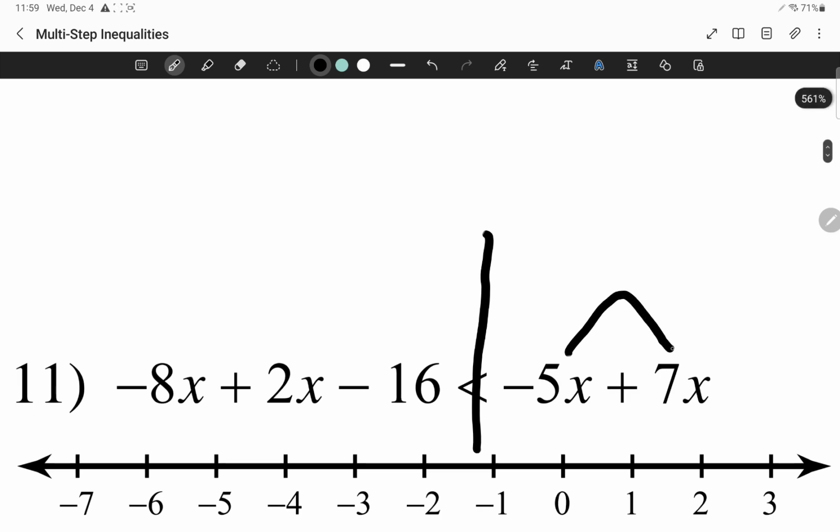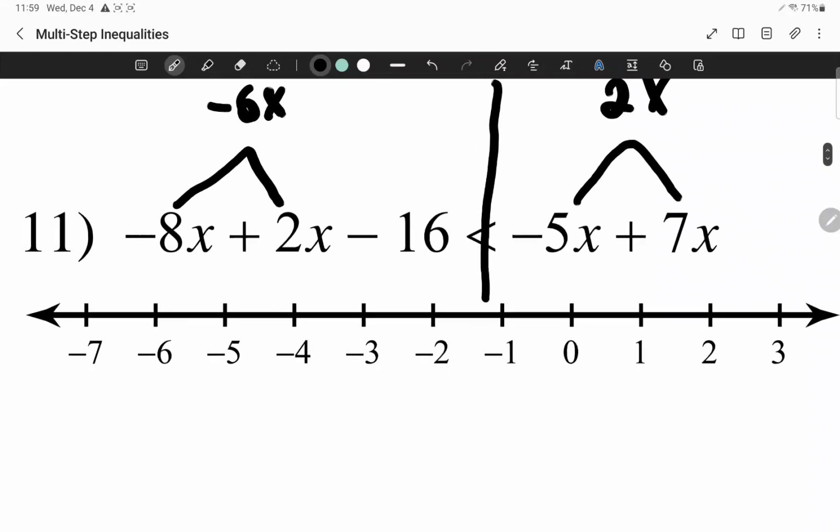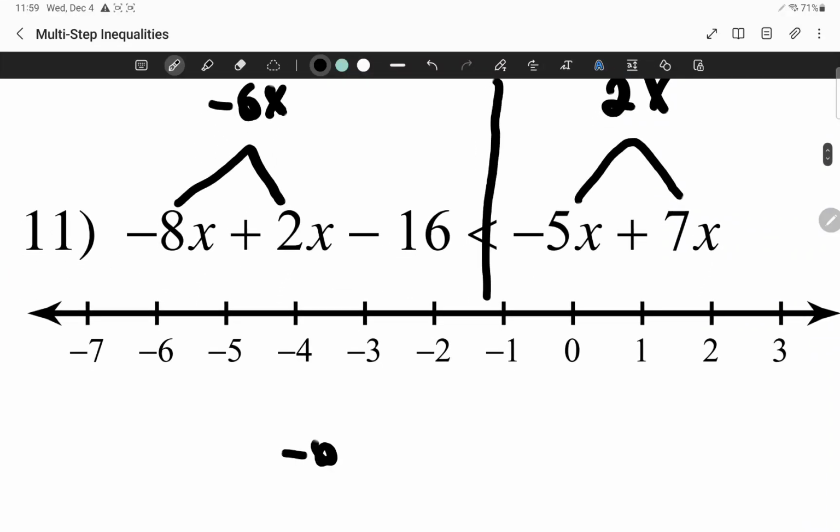Now, over here on this side, I can combine those two. Over here on this side, I can combine these two. How do I know that? Because both of them have an x. All right, so let's simplify this. Over here, we're going to have -6x, and over here, we're going to have positive 2x. All right, now we rewrite our problem. So now we have -6x minus 16 is less than 2x.